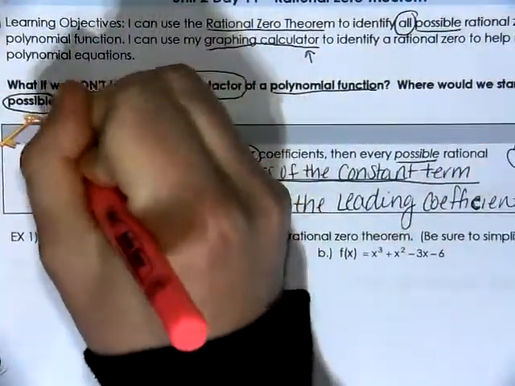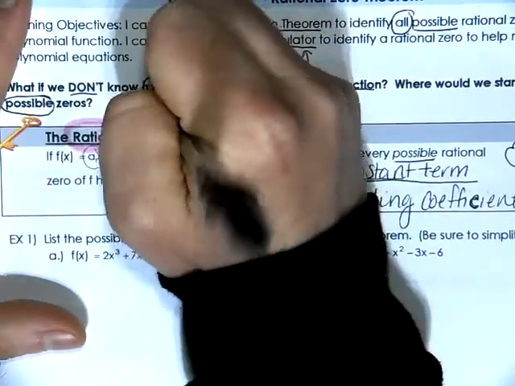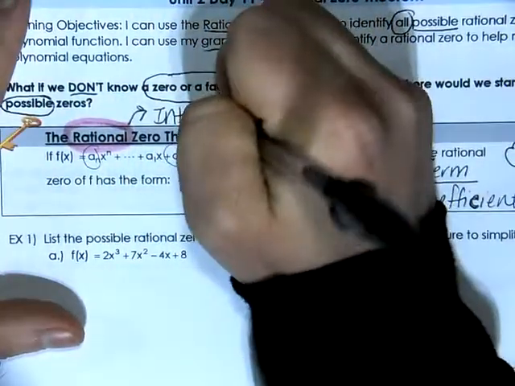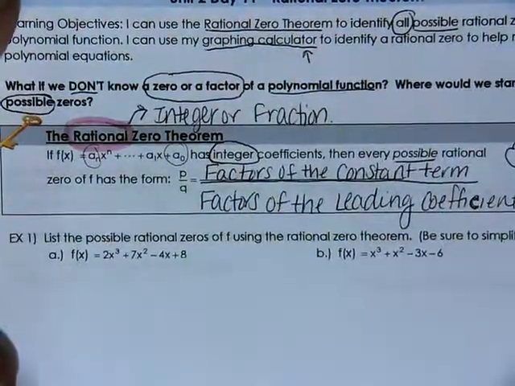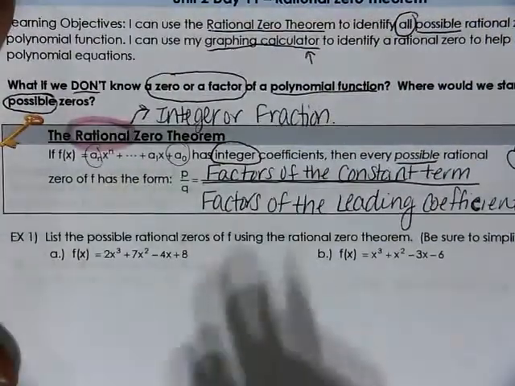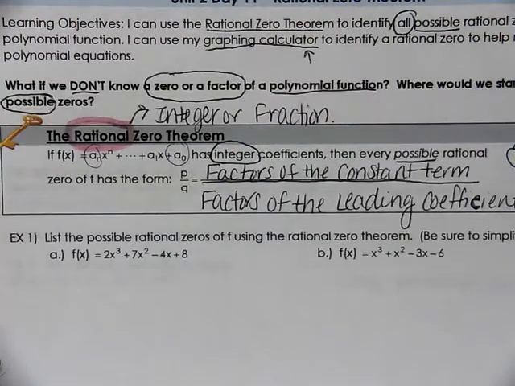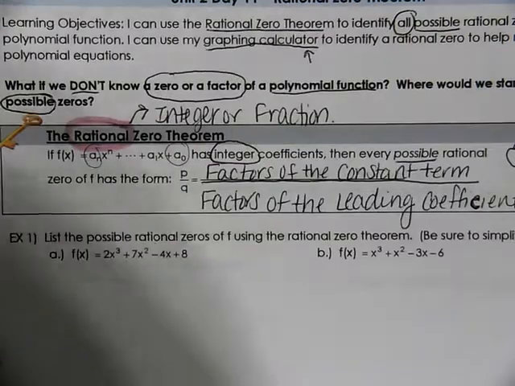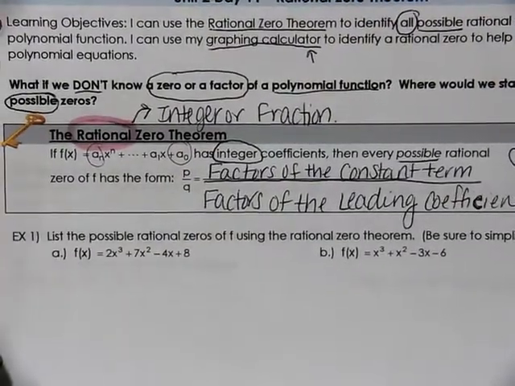Now the word rational means that we're talking about an integer or any number that can be written as a fraction of integers, like an integer over an integer. Those are considered rational numbers. Not every single polynomial has a rational zero, but if you wanted to try a set of rational zeros to help you divide or factor a polynomial, you can use this theorem.